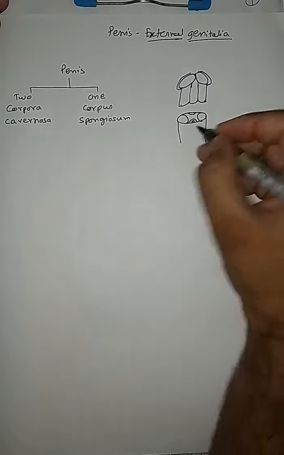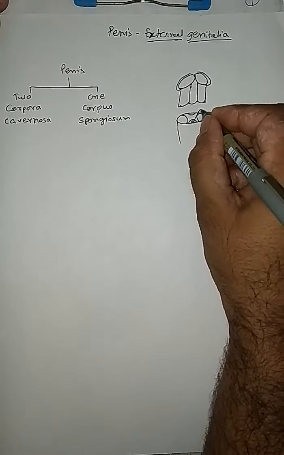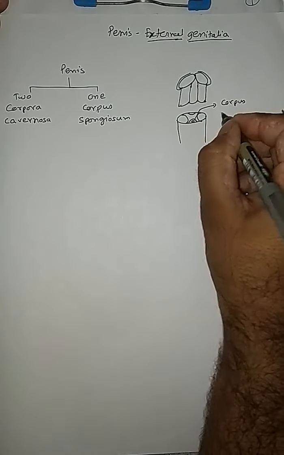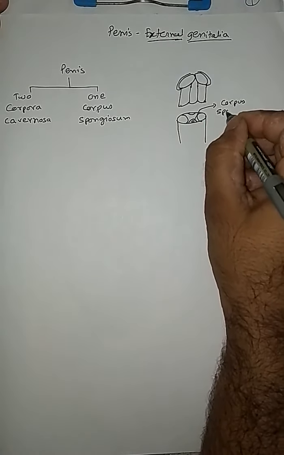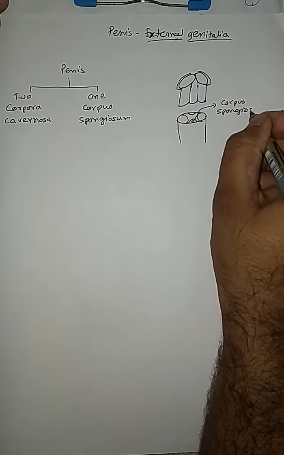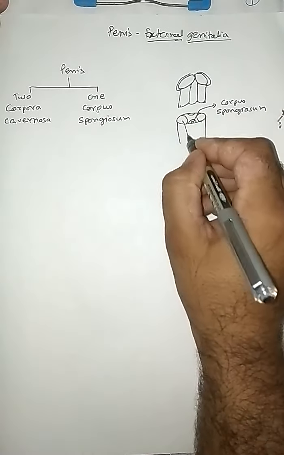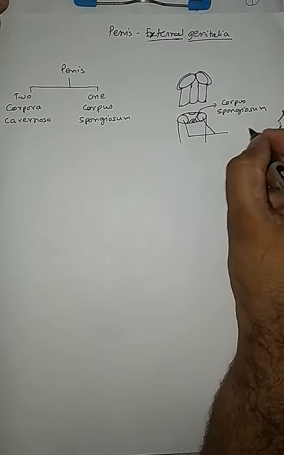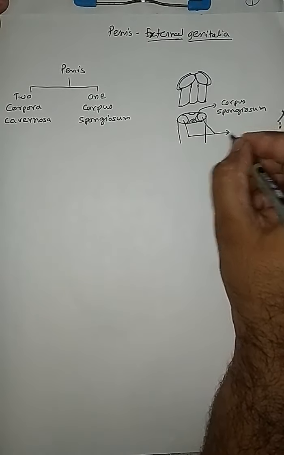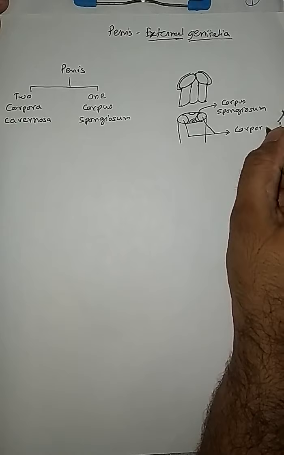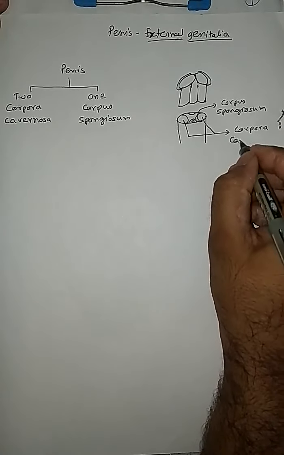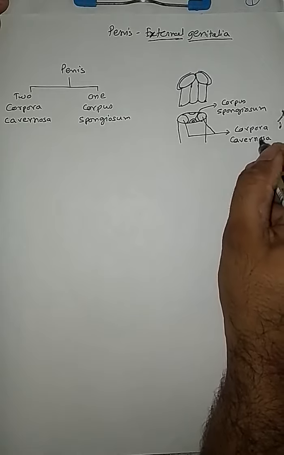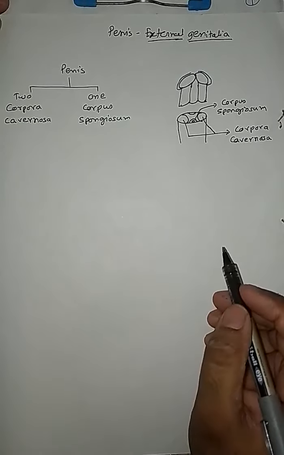The center part is called the corpus spongiosum, and these two parts, which are present at the lateral position, are the corpora cavernosa. They are called the corpora cavernosa.